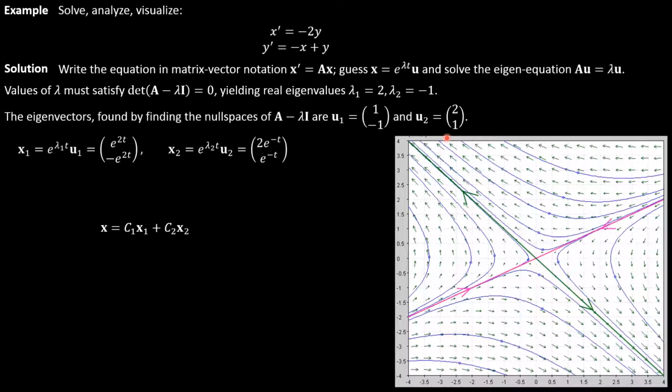And you see that if you're on the purple line, the solutions are actually going toward the origin, but if you're on the green line, then solutions are actually going away from the origin. That has to do with the fact that the green eigenvector has an eigenvalue of 2, which points away from the origin, whereas the purple eigenvector has an eigenvalue of -1, which implies the solutions go toward the origin.